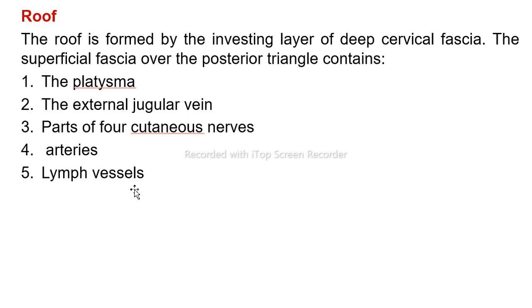So when we see from above to below, there is the skin, superficial fascia, and deep cervical fascia. So which are the structures in the roof? That is the platysma muscle, external jugular vein, four cutaneous nerves, arteries, and lymphatic vessels.